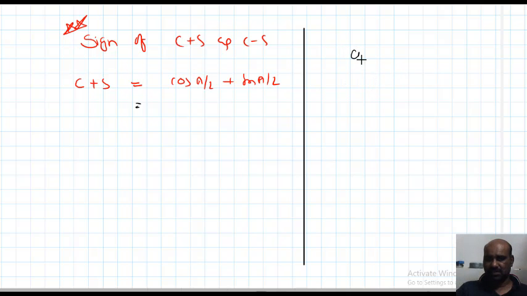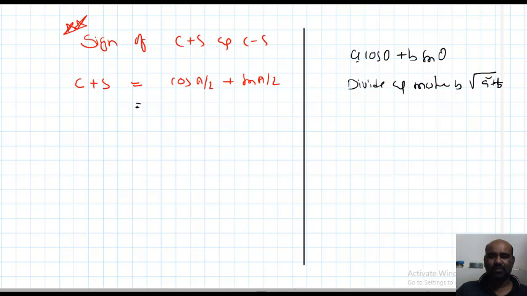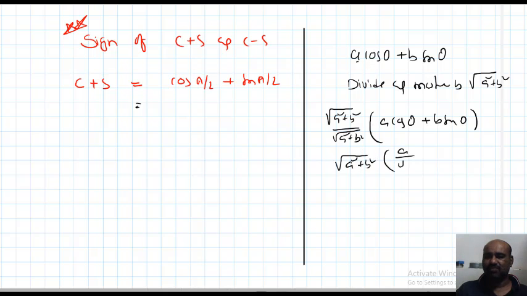I want to make them the same trigonometric ratio. Observe, students. A cos theta plus b sin theta is given. Now I want to write this in a single trigonometric ratio. So do one thing. A is the cos theta coefficient, b is the sin theta coefficient. Divide and multiply by root over a square plus b square, provided a square plus b square is not equal to 0, under that condition. Root over a square plus b square by root over a square plus b square into a cos theta plus b sin theta. Write root over a square plus b square as it is. So this is a by root over a square plus b square into cos theta plus b by root over a square plus b square into sin theta.